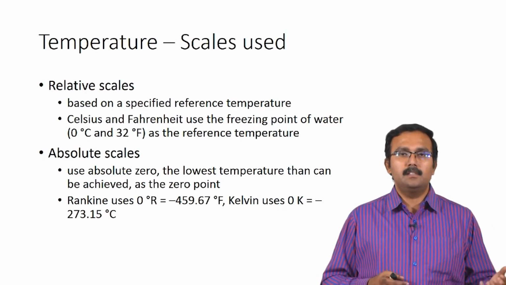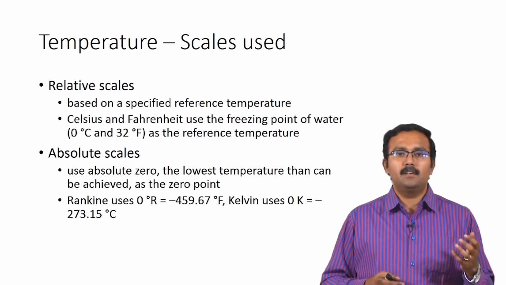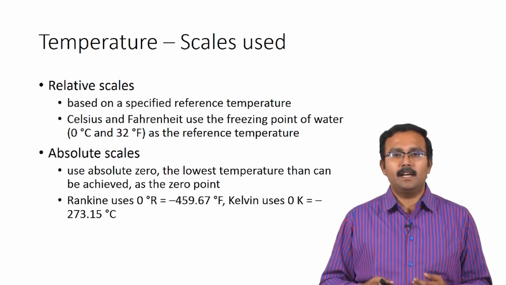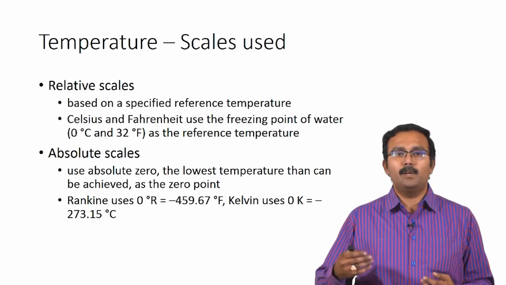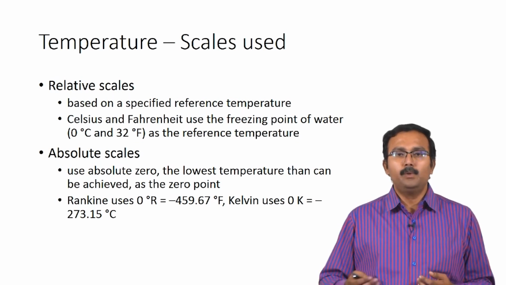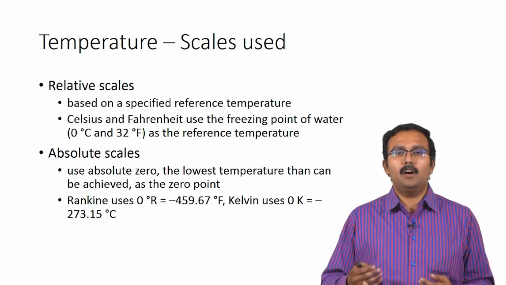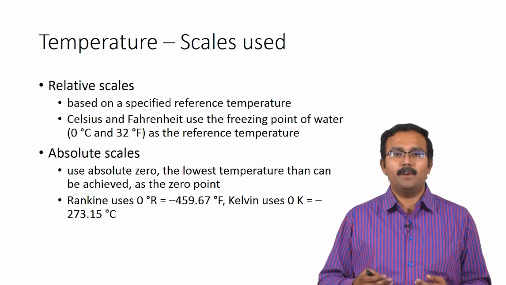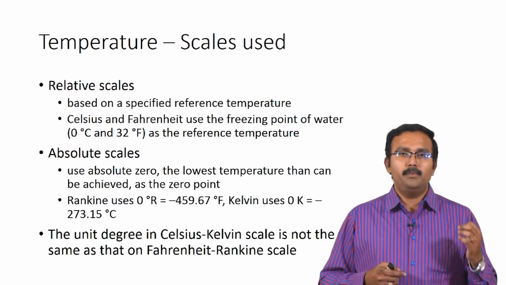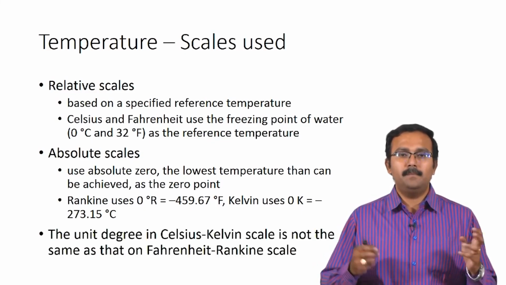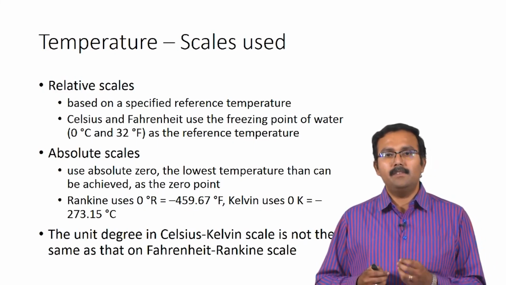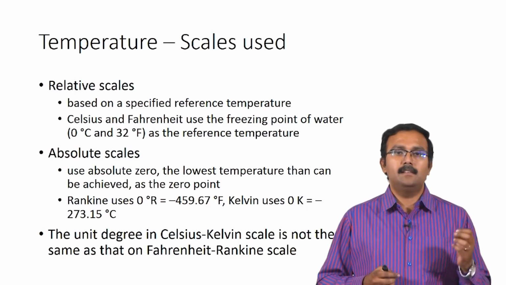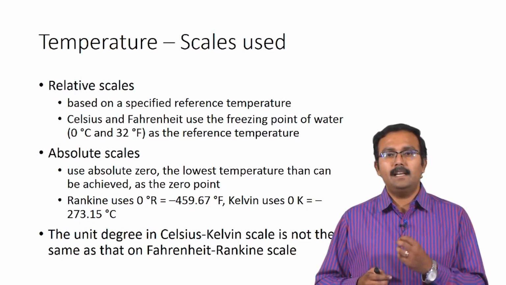Degree Rankine uses 0 degree Rankine, which is minus 459.67 degree Fahrenheit, and Kelvin uses 0 Kelvin, which is minus 273.15 degree Celsius. For ease of use, these two values are rounded off to minus 460 degree Fahrenheit and minus 273 degree Celsius while performing conversions. We need to also understand that the term degree, which is 1 unit degree in a Celsius and Kelvin scale, is not the same as the degree which is referred to in Fahrenheit and Rankine scale.